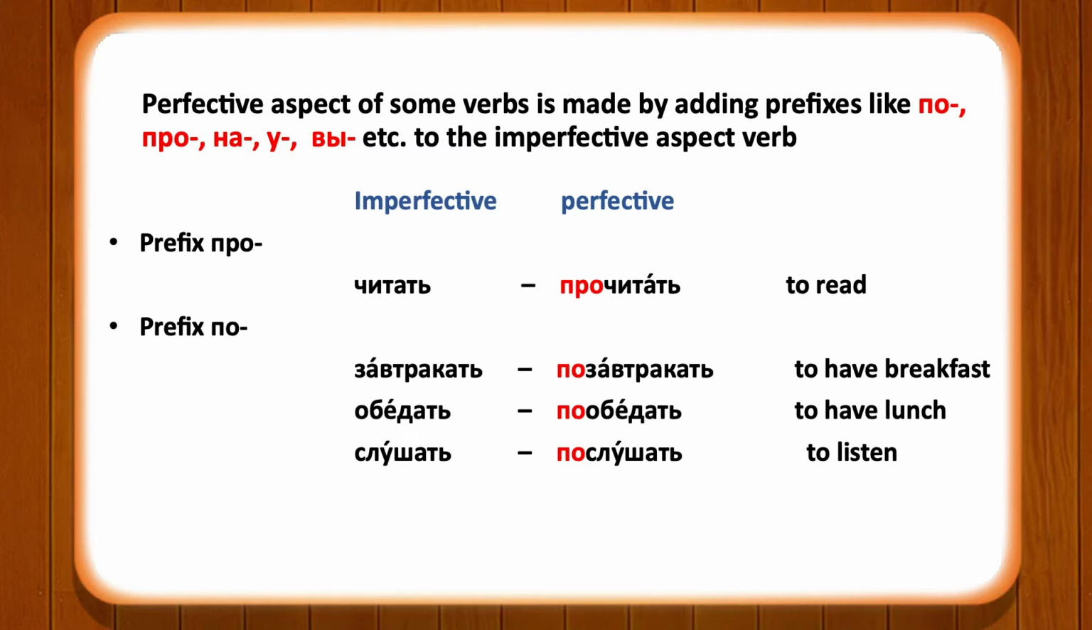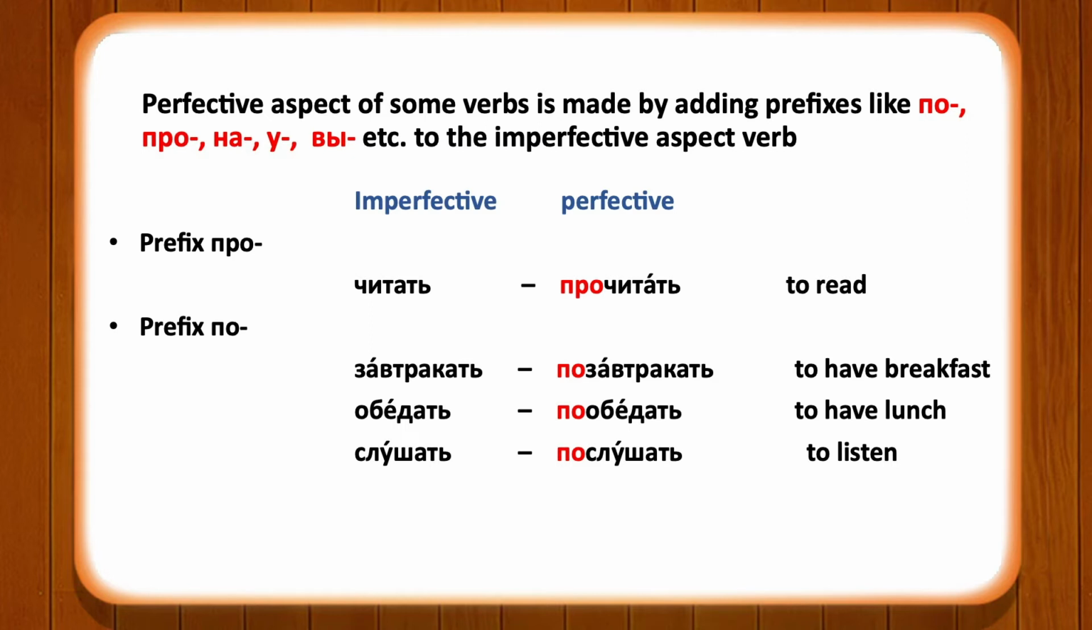Chitat, prochitat means to read. So chitat is the imperfective nesovershenny vid and prochitat is the perfective vid. Prochitat is the perfective aspect or sovershenny vid. Next verb is zavtrakat. Zavtrakat means to have breakfast, which is an imperfective verb or a nesovershenny vid.